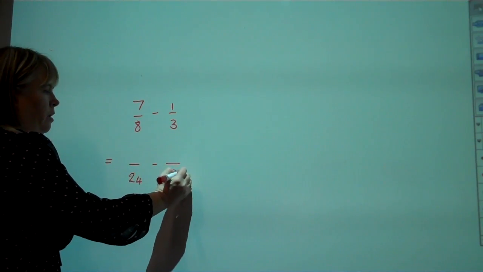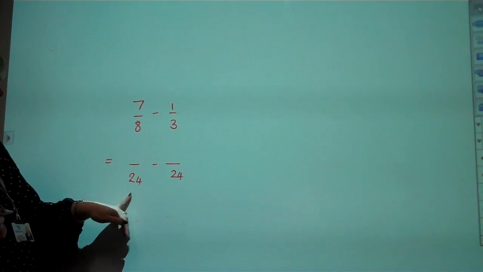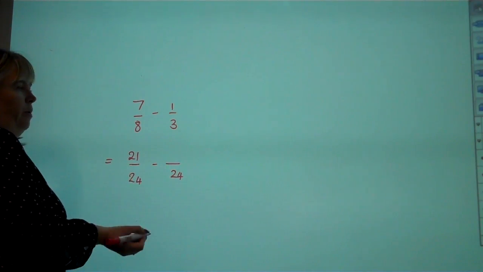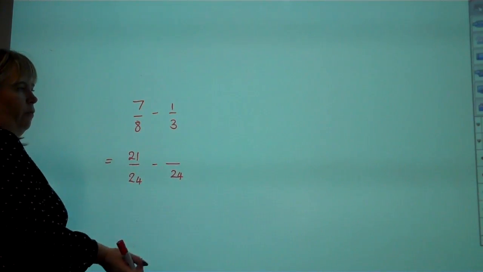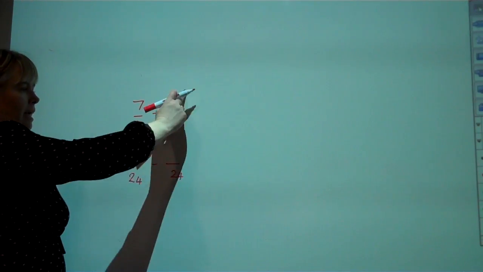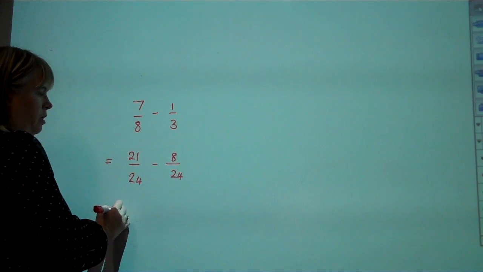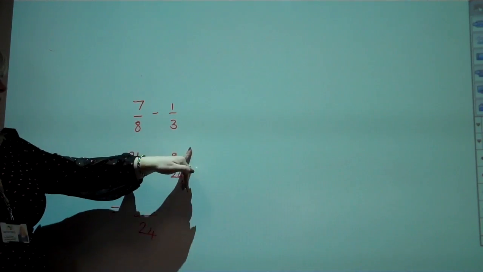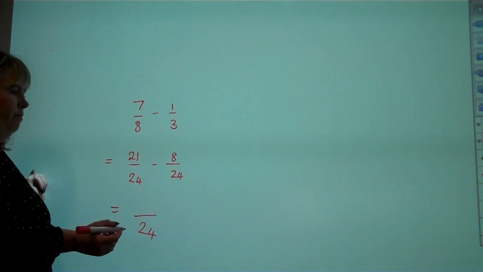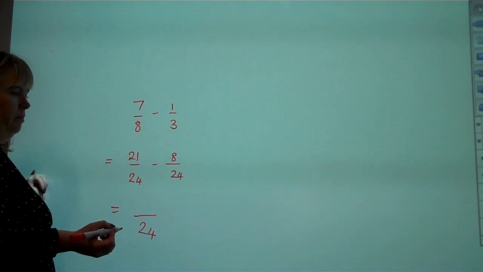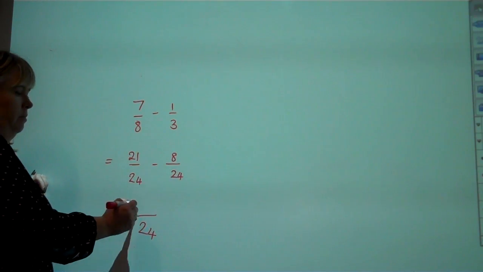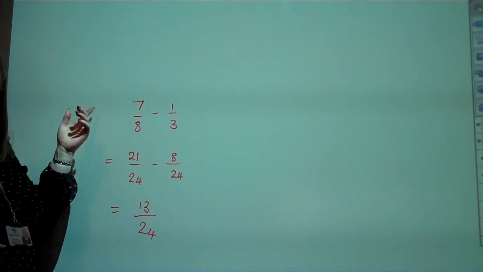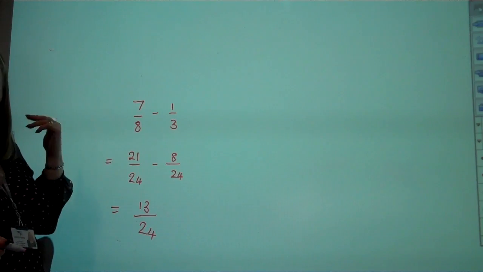24. To go from 8 to 24, you've multiplied by 3, same to the top, gives you 21. 3 to 24, you've multiplied by 8, same to the top, gives you 8. So, denominator stays the same. 21, take away 8, gives you 13. Okay, so we are 13 over 24. Are we happy with those adding and subtracting so far?